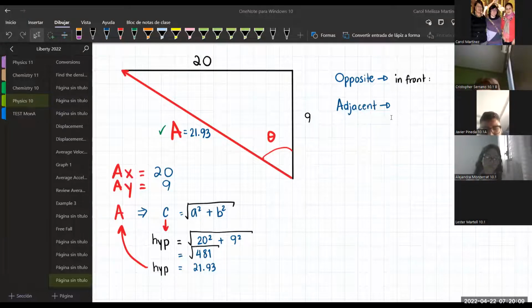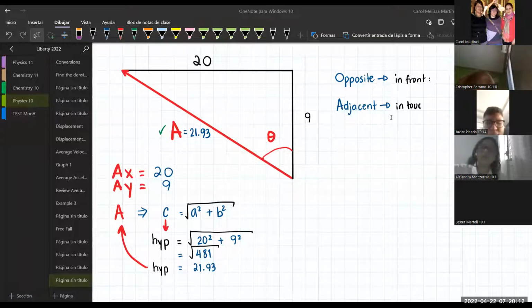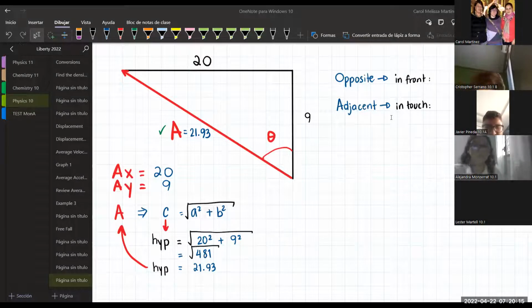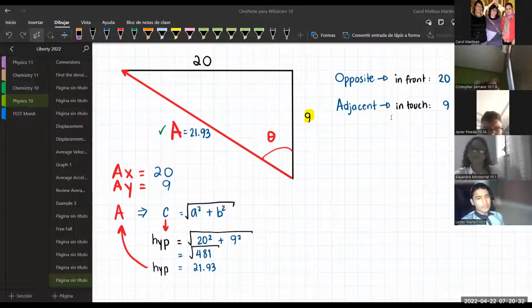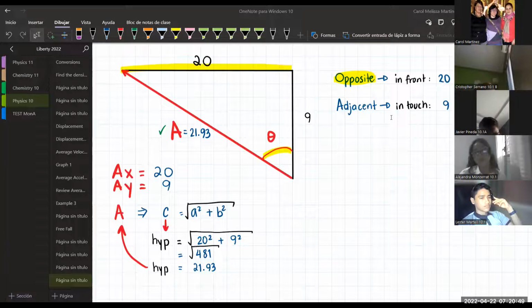Okay, that is correct. Opposite is the one of 20 because that is the one that is in front. And the side of 9 is the side that is touching the angle. Okay? This side right here is touching the angle. So that's why we say that this side is the adjacent side, because it is in touch with the angle. And the opposite is in front of the angle. So I have my angle here, and the side that is in front is this one. And that side measures 20.